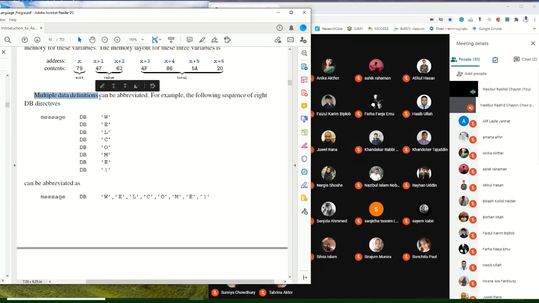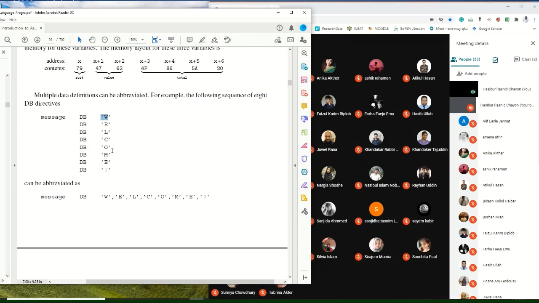So let's see the example of multiple definition. This is the way we can do multiple definition. That means message is a variable where DB stores one character, another DB stores another character, because one character can be stored into 1 byte. You cannot store many characters into 1 byte, because one character requires 1 byte of space in the memory.